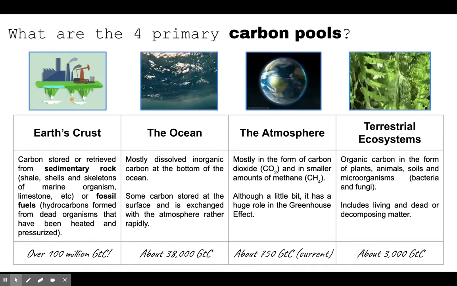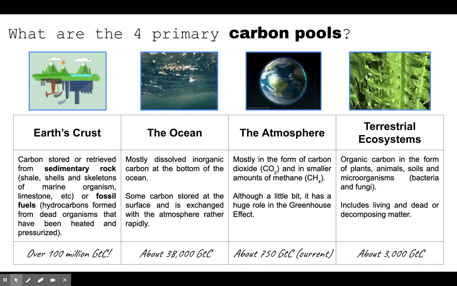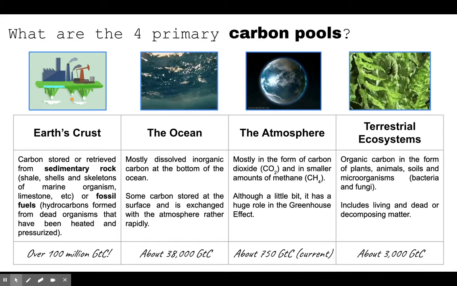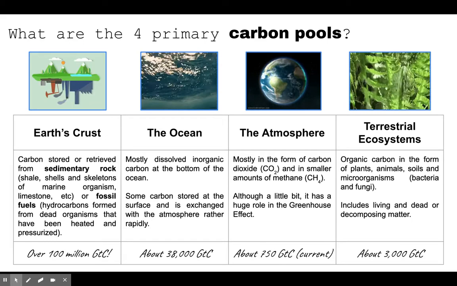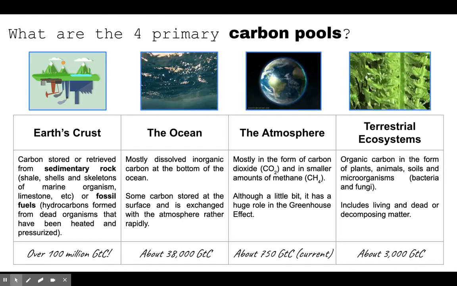But there is some exchange between the atmosphere and the ocean, and so some of that CO2 is going to sit towards the surface of the ocean. It holds just about 38,000 gigatons of carbon. So definitely not as much as Earth's crust, but a significant amount.